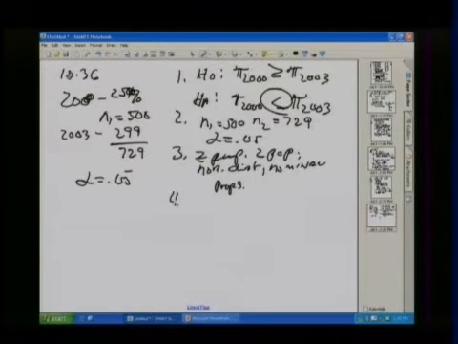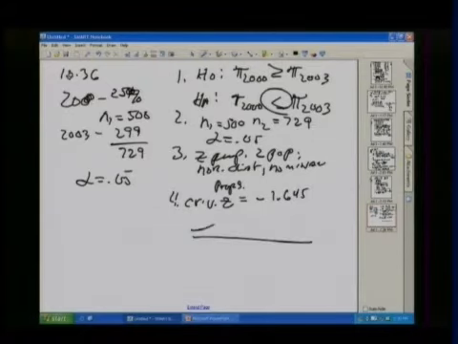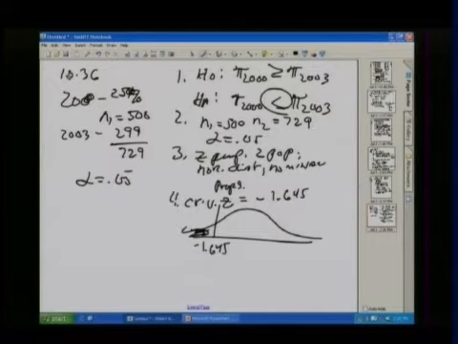Step 4, I need a critical value. It's going to be a critical value of z because it's a z problem. And it's a lower tail test, so that means it has to be negative. It's going to be 0.05, but it's only going to be one-tailed, so it's going to be 1.645 negative. You can look that up in your table if you want to. You're looking up the area 0.05, and that's what you're going to get, minus 1.645. If I get something down here, I'm going to reject. Otherwise, I'm going to fail to reject.